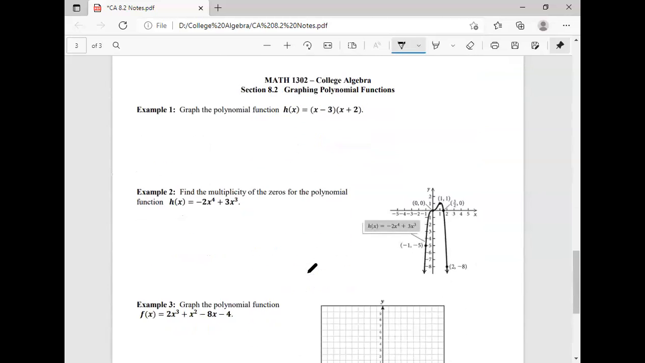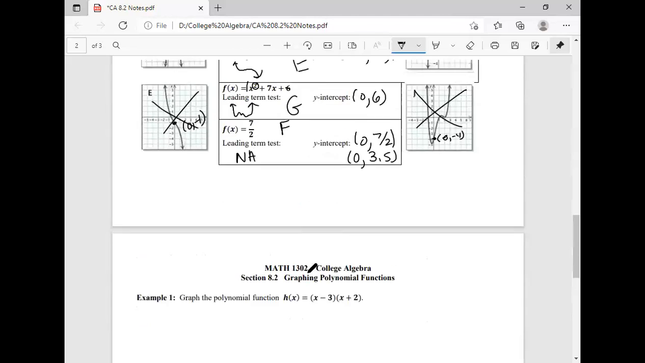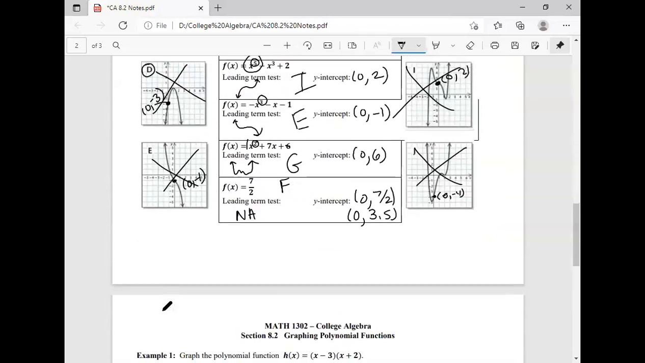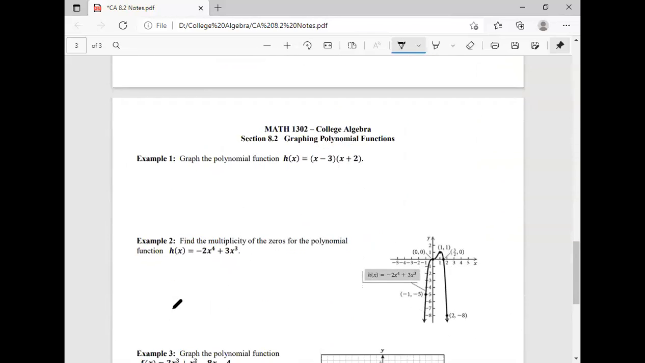Okay, so if it asks you to graph, this goes back to the page before and it had all this do 1, 2, 3, 4, 5, 6, 7, 8. Okay. If it asks you to graph, and we're just getting a really rough graph here.